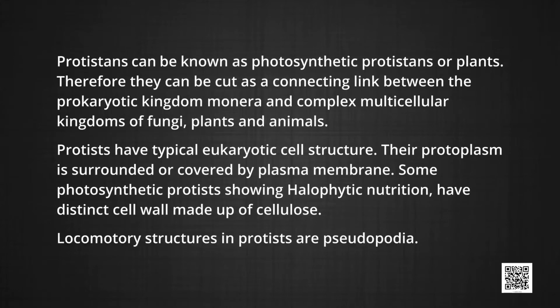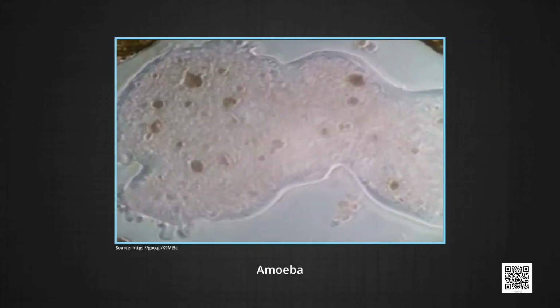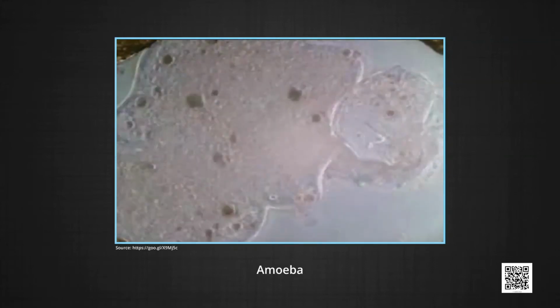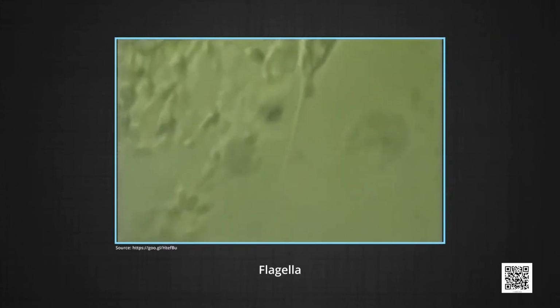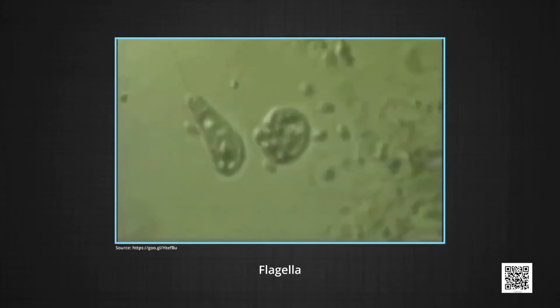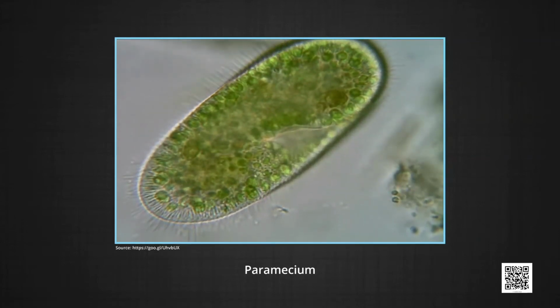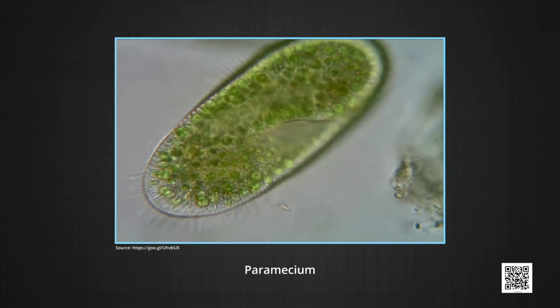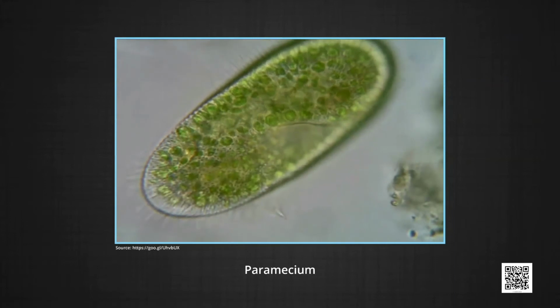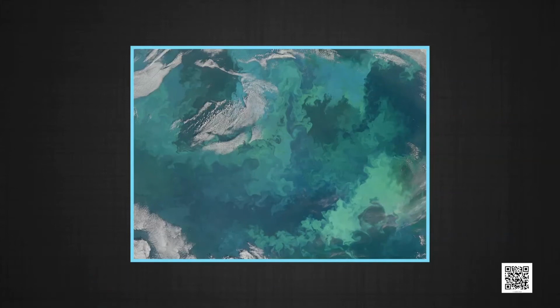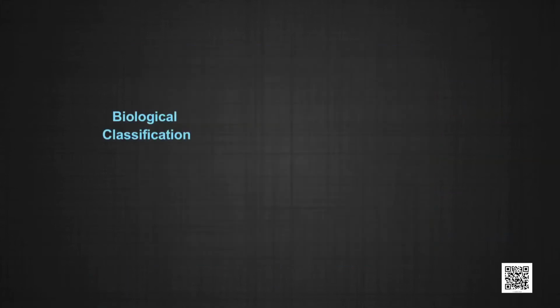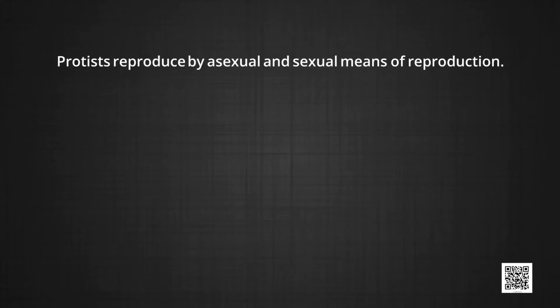Locomotory structures in protists are pseudopodia, like amoeba, flagella, like Leishmania and Gymnodinium, or cilia, like Paramecium. The photosynthetic protists are present on the surface of water bodies and are known as phytoplankton. They are major supporters of the balance of the ecosystem as they fix the maximum amount of CO2 in the biosphere. Protists reproduce by asexual and sexual means of reproduction.